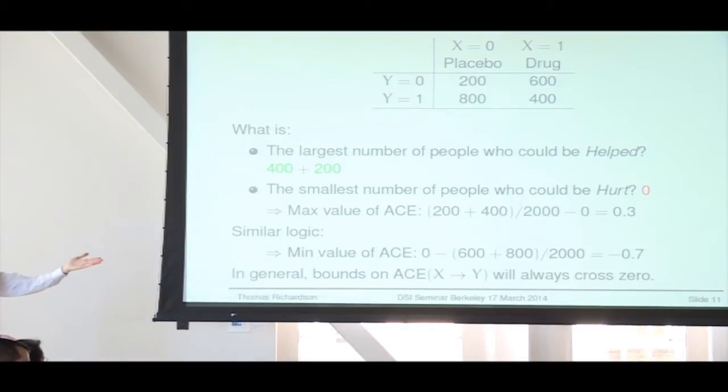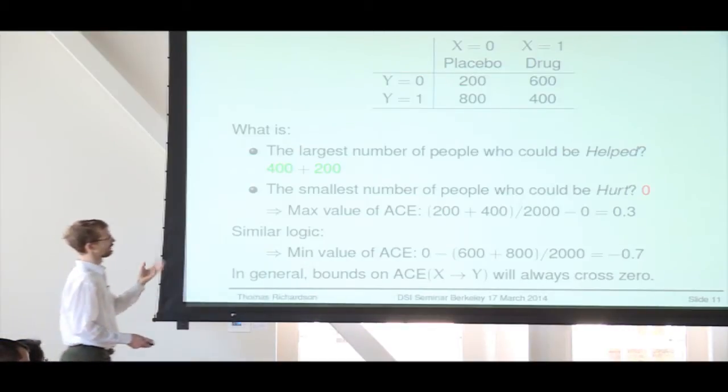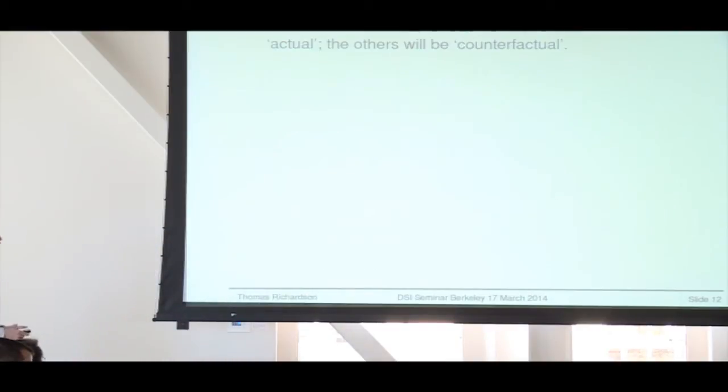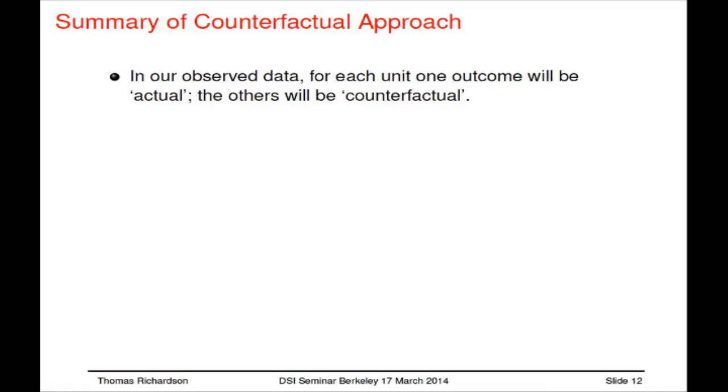And this is the general scenario. It's easy to see from the same kind of logic that the bounds on the average causal effect are always going to cross 0. So the key point here is that without randomization, we're going to get much weaker inferences. In fact, in this simple two-variable case, we're not going to be able to infer that something is effective or harmful.